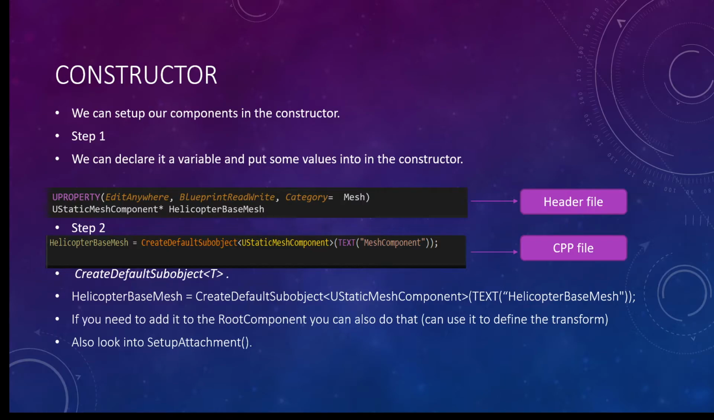This is really good because now I can use SetupAttachment, and let's say I wanted to add some propellers in, I could probably do that. So just remember that what I did was, in the header file of the character, I declared the variable, and then in the CPP file I put the information inside of it. And this is actually in the constructor. Okay, so let's move on.